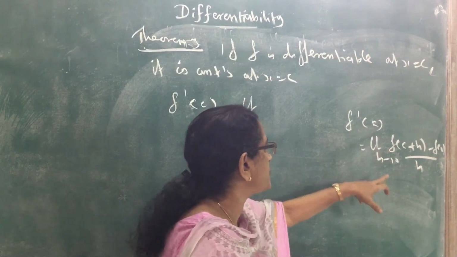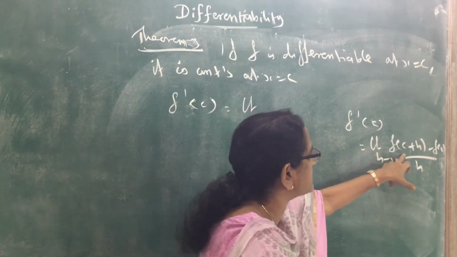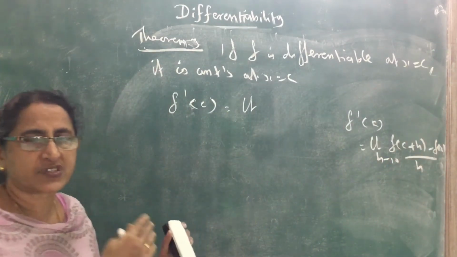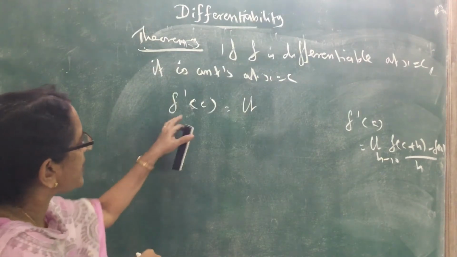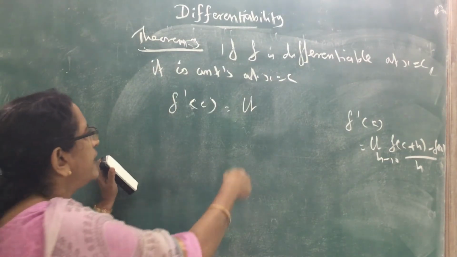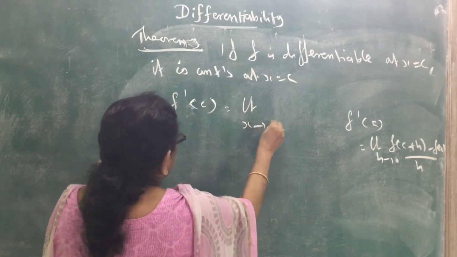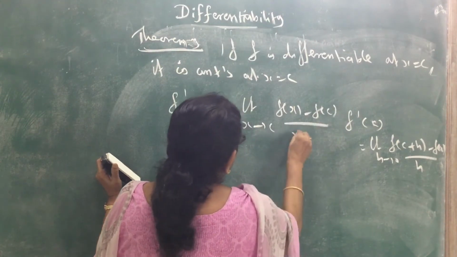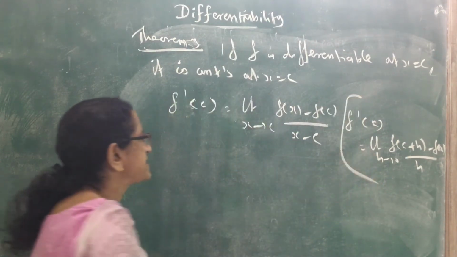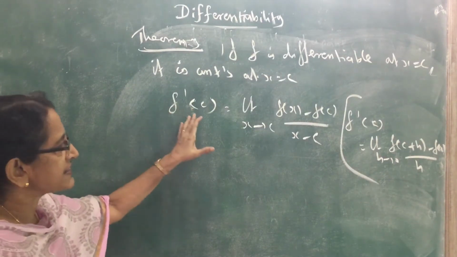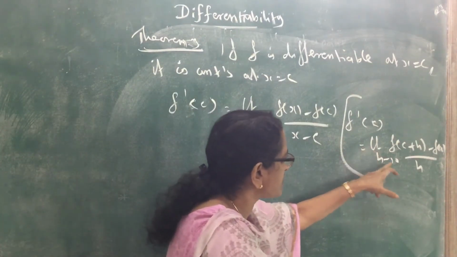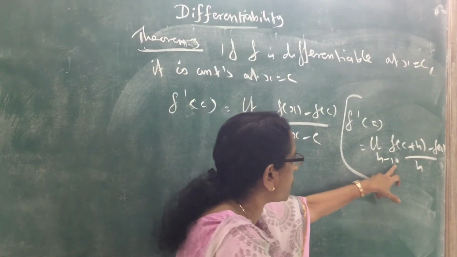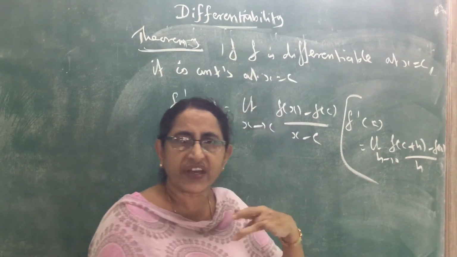So f'(c) equal to the limit as h tends to 0 of (f(c+h) - f(c))/h. We can write this definition in another form also. We can write the same thing as f'(c) equal to the limit as x tends to c of (f(x) - f(c))/(x - c). The same definition we can write in this form also. See, here, as h tends to 0, what happened? h tends to 0 means h is very close to 0.